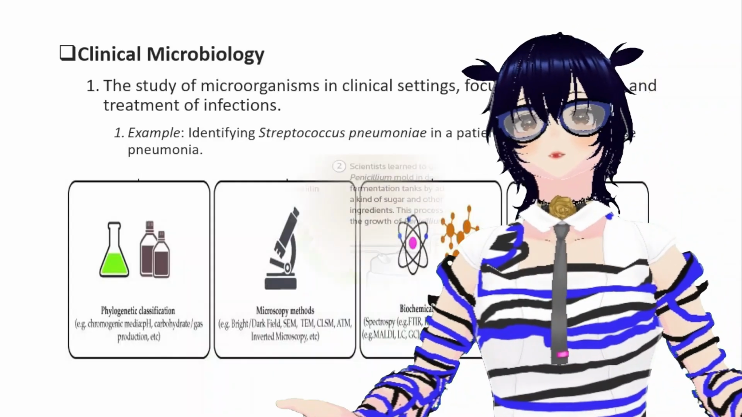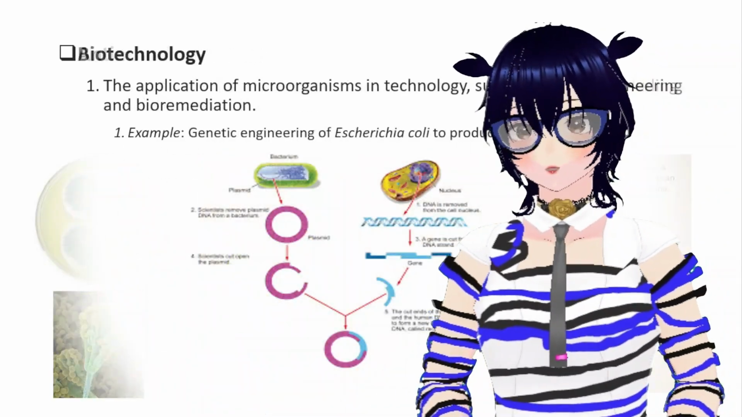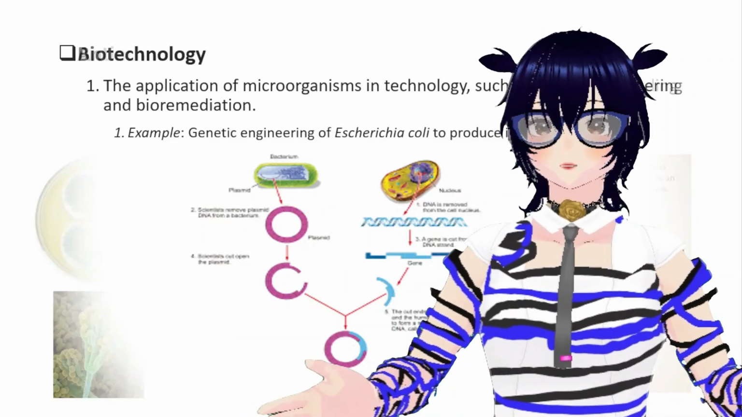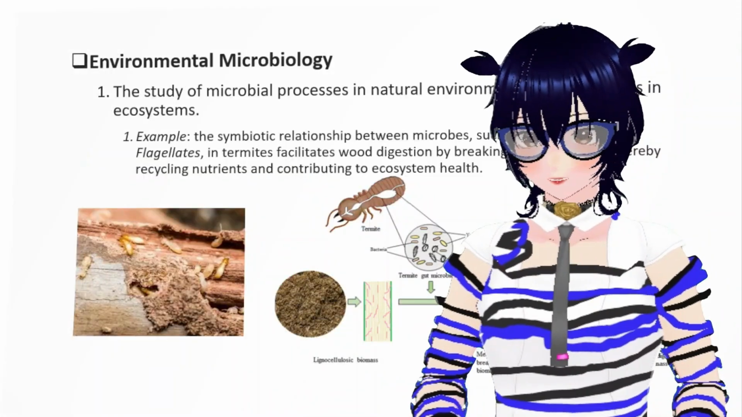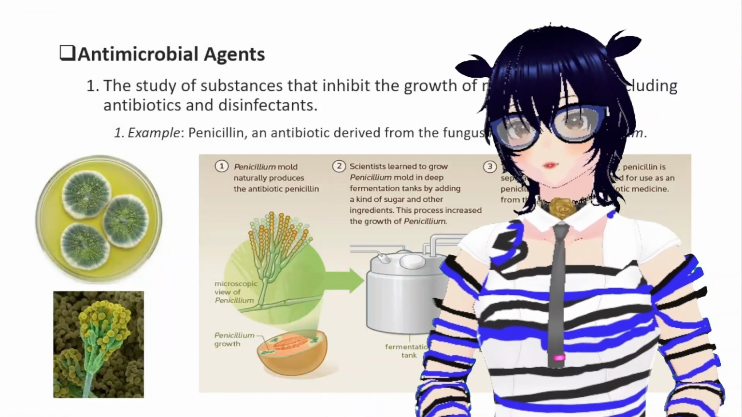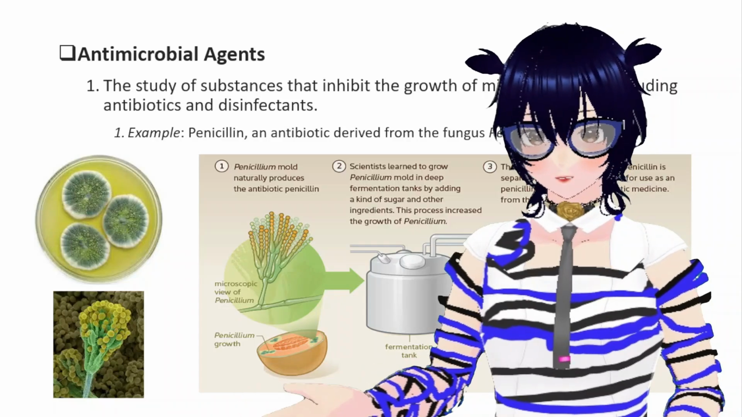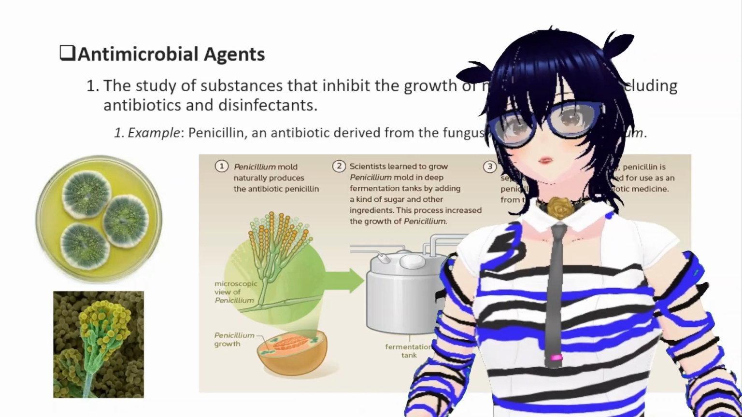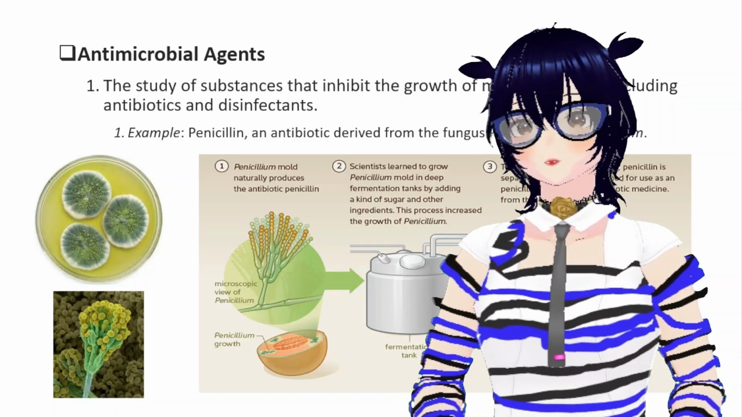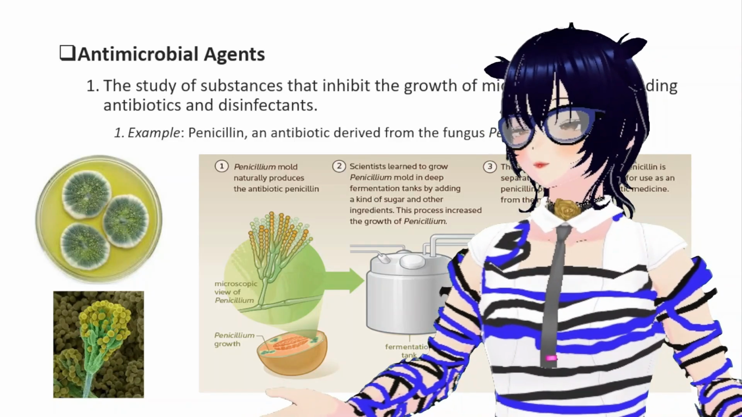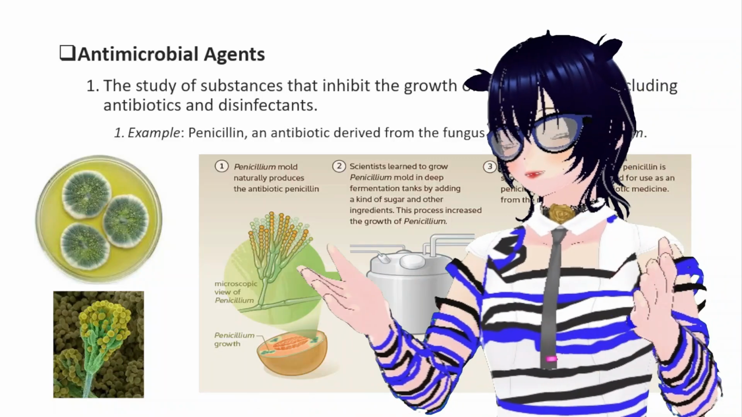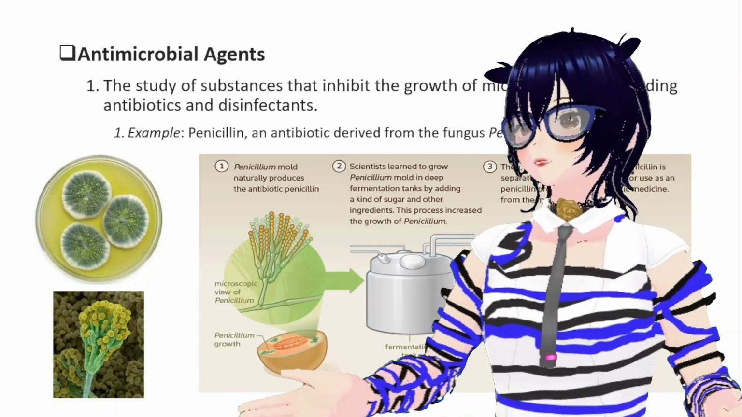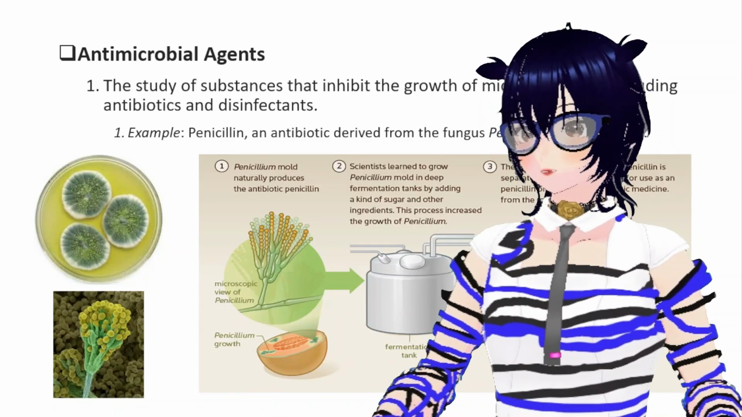Now, the antimicrobial agents, like we studied in immunology, we don't just focus on vaccines or antibiotics, but there's actually a different field in which we focus on each and every thing about antimicrobial agents. Where did it come from? How is it created? What will it cause? And things like that. So these are agents that inhibit the growth of microorganisms, including antibiotics and disinfectants. Now, there is a difference between antibiotics and disinfectants.